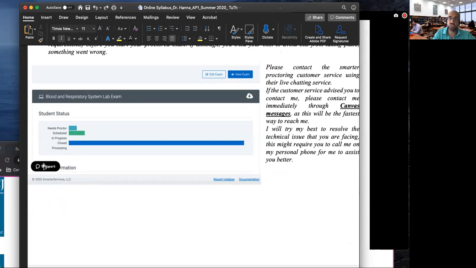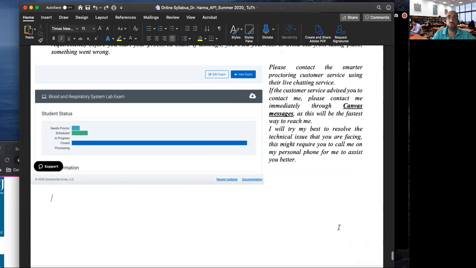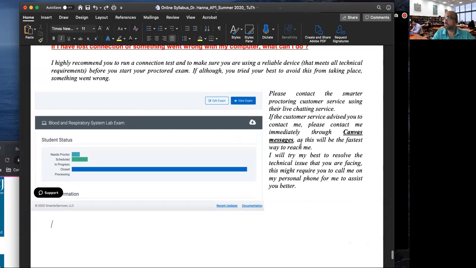So just be patient when you are using the support. So don't just ask one question and then turn it off. So just keep going with it until you reach a real person to address your issue with. In some cases, they will ask you to contact me. So the best way to contact me is going to be through the Canvas messages.